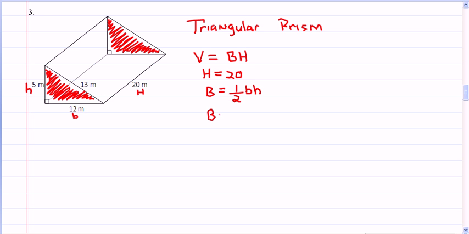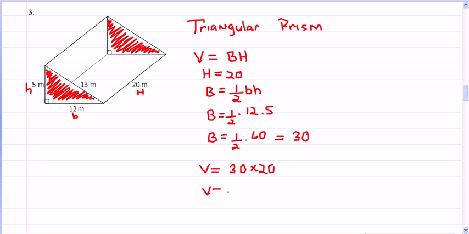So capital B is equal to 1/2 times 12 times 5. And so I have 1/2 times 60. 5 times 12 is 60. And half of 60 is equal to 30. So when I substitute these values into my volume formula, I have 30 times 20, which is equal to 600 meters cubed. Volume is always in cubic units.